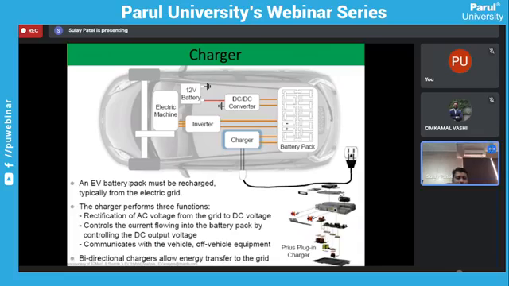EV battery packs must be recharged, typically from the electric grid. The charger performs three functions: rectification of AC voltage from the grid to DC voltage, because the battery requires DC voltage; controlling the current flowing into the battery pack by controlling the DC output voltage; and communicating with the vehicle equipment. Bidirectional charging allows energy transfer to the grid.